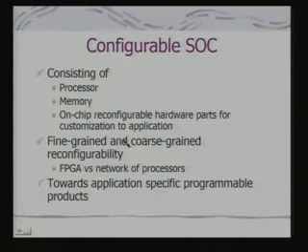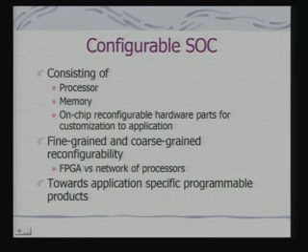Next, we shall look at reconfigurable platforms. What are reconfigurable platforms? Reconfigurable SOCs typically consist of processor, memory as well as on-chip reconfigurable hardware parts for customization to application. These could be fine-grained or coarse-grained. When it is fine-grained, you have got FPGAs. At the extreme end of the coarse grain, there can be a network of multiple processors, and these processors can be configured, okay, for your work. And what we say is that it is a movement towards application specific programmable products.